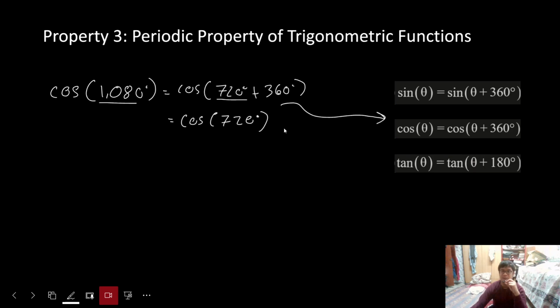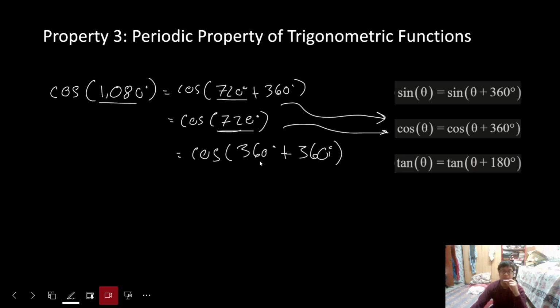It's based on this one. However, it's still big, bigger than 360 degrees. So what are we going to do? Let's do the same thing, continuously. For 720 degrees, what angle, if I add 360 degrees, gives 720? It's actually 360 degrees. So cosine of 360 degrees plus what?